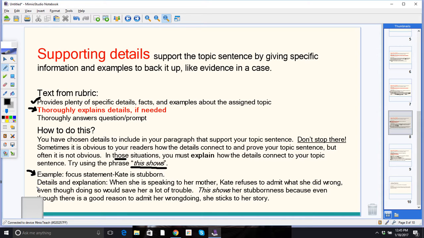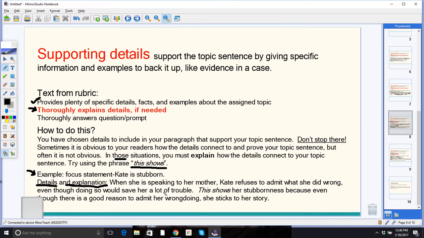Okay? Take a look at how you provide details and then explain them. Here's the important part for this part of the rubric, the explanation. When she is speaking to her mother, Kate refuses to admit what she did wrong, even though doing so would save her a lot of trouble. So this shows her stubbornness, because even though there is a good reason to admit her wrongdoing, she sticks to her story.